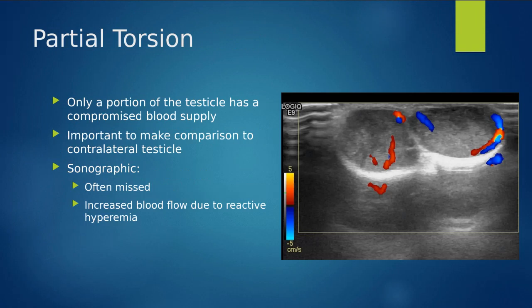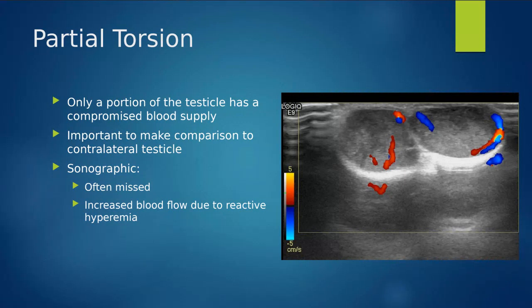Our next form of torsion is going to be partial torsion. This is when only a portion of the testicle has a compromised blood supply. It's important for us to make sure that we are comparing the testicle that is partially torsed to the opposite testicle. We don't want to confuse a partial torsion with polyorchitism. So this picture here could very easily be confused for two right or left testicles. In fact, it's just one testicle that has twisted on itself, resulting in a partial torsion.